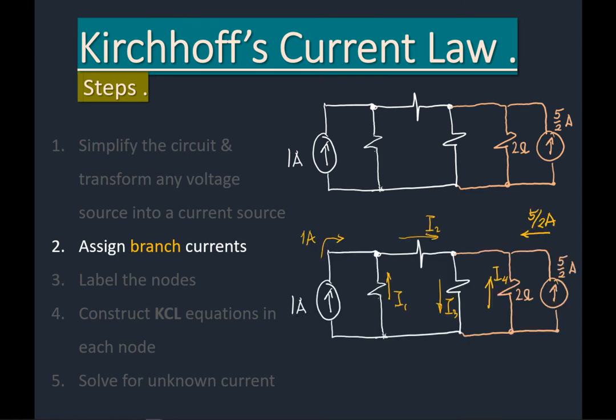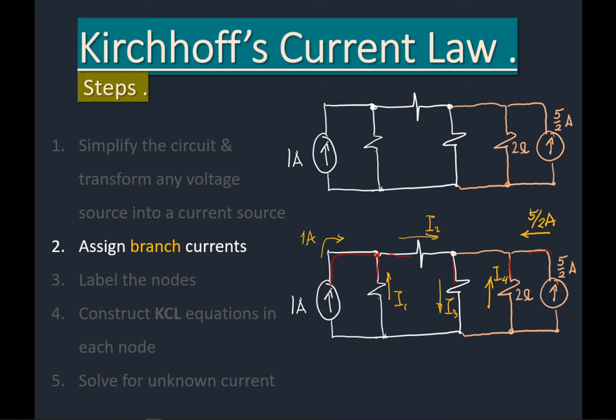Here we have the different branch currents. Take note of the branch: a branch is a line of wire with a single electrical element. It can be a resistor, a current source, or a voltage source. Here we have one branch, and the current flowing here is 1 ampere. Here we assign I1, here I2. In this branch we assign I3, then here I4, and then here I5 over 2.